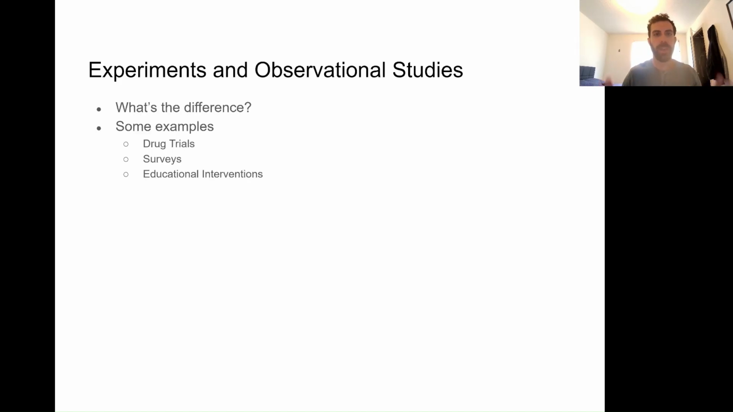So first, I want you to take a minute and think about these two concepts, experiments and observational studies. Try to intuit what the difference is, and then we'll go through some examples and figure out whether they fall into an experiment or an observational study.